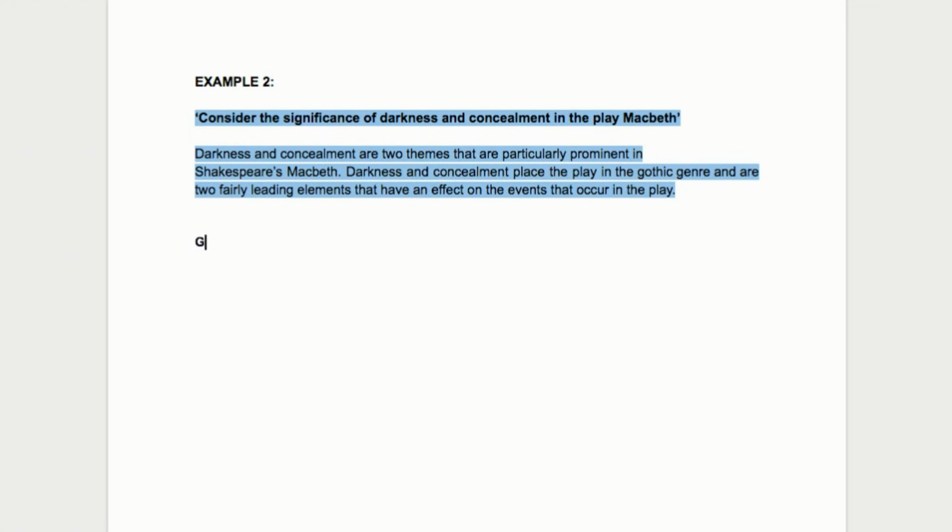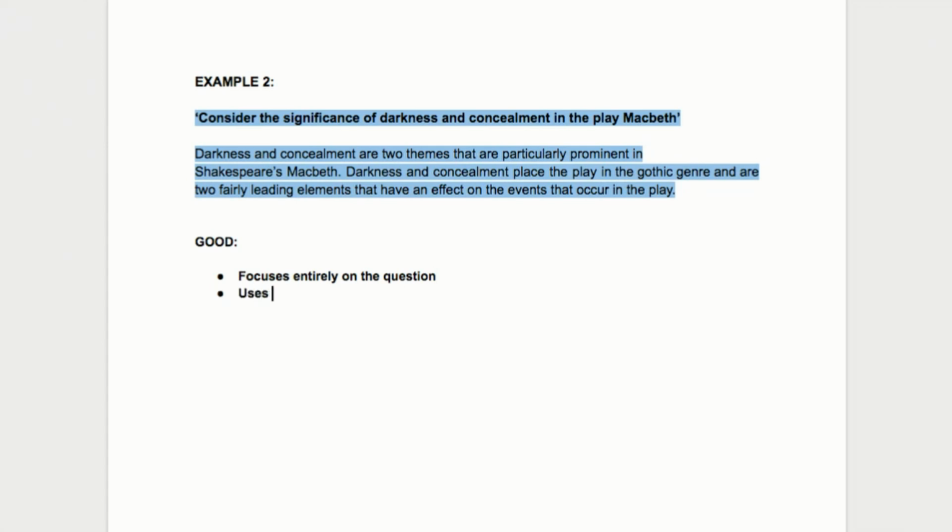So let's have a look at some things that are really good about it first. It focuses entirely on the question. It's not about Macbeth. You don't really get to know what Macbeth's about in this introduction. It doesn't really go into the history of Macbeth. It just focuses completely on that idea of darkness and concealment. It's a very focused answer, very dedicated to that topic.